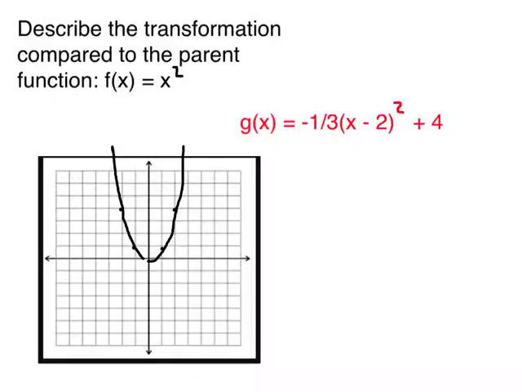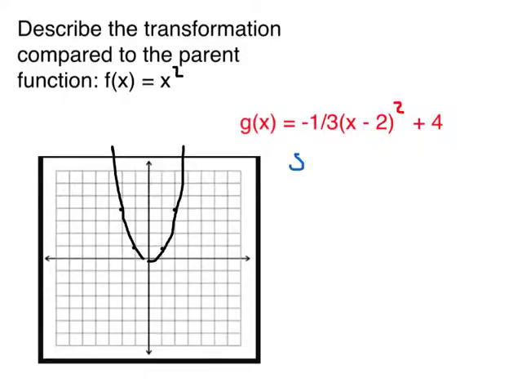Let's describe this transformation compared to the parent function x squared. So we have a new function that we're going to graph in red. It has a -1/3, in parentheses a -2, and at the end is a +4. So let's see if you can describe the vertical shift and the horizontal shift. The horizontal shift is inside the parentheses. Vertical shift is outside the parentheses.